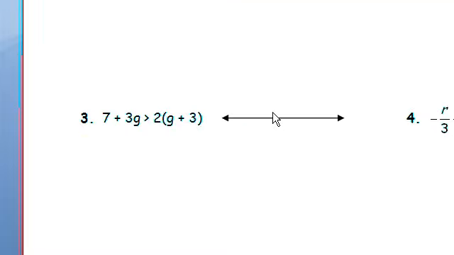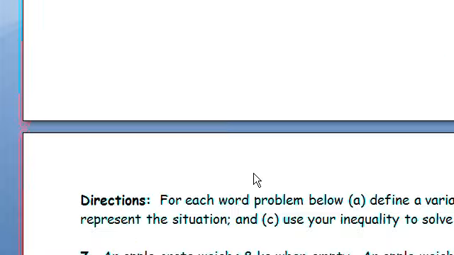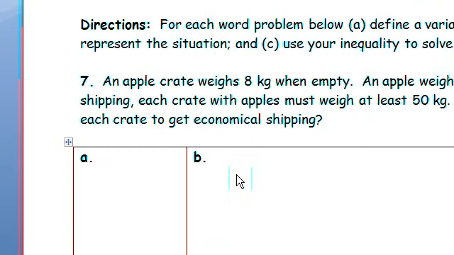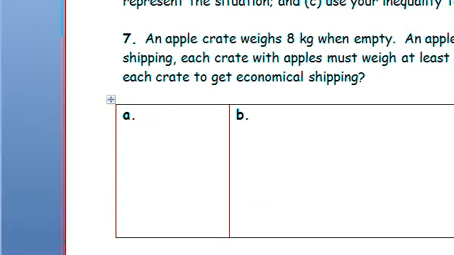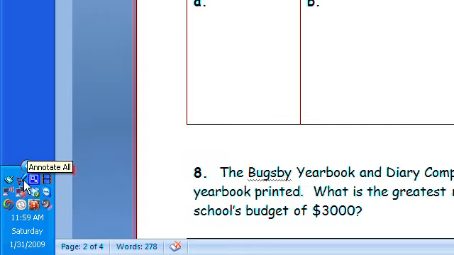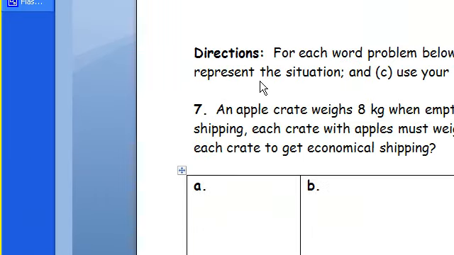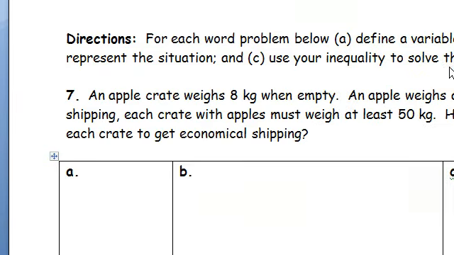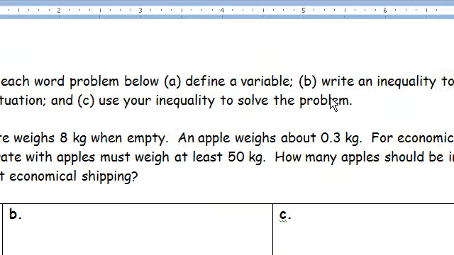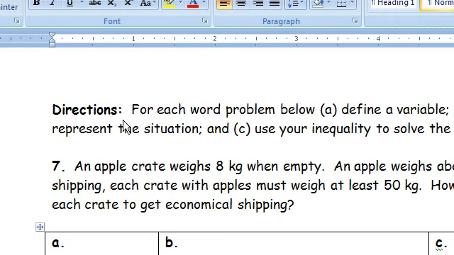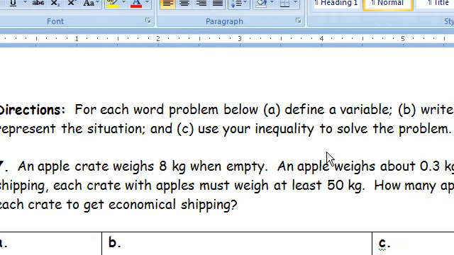All right, let's get some scroll action going on here. Move down. Wow, that was it. Move down to number 7. A good way to start is by reading the directions. Directions. For each word problem below, A, define the variable. B, write an inequality to represent the situation. And C, use your inequality to solve the problem.